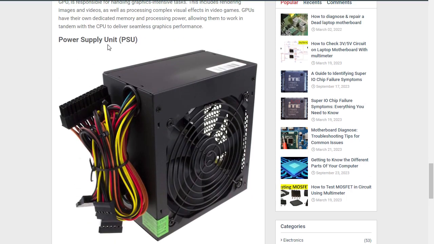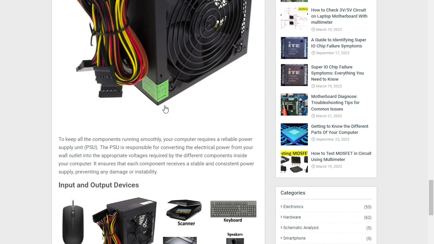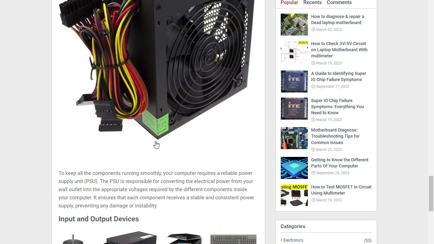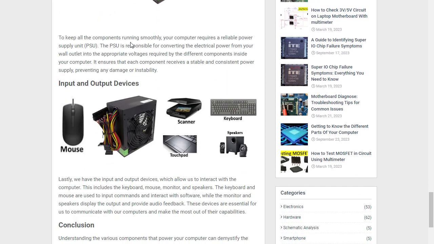Then, of course, we have the power supply unit, PSU, as you can see here, for the desktop computer. To keep all components running smoothly and correctly, your computer requires a reliable power supply unit. The PSU is responsible for converting the electrical power from your wall outlet into the appropriate voltages required by the different components inside your computer. These voltages can be 5 volt, 12 volt, minus 12 volt, minus 5 volt, 3.3 volt, etc. It ensures that each component receives a stable and consistent power supply, preventing any damage or instability.